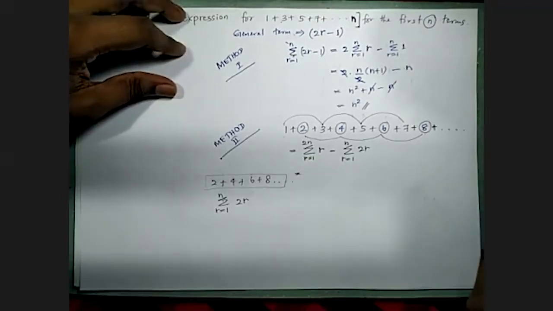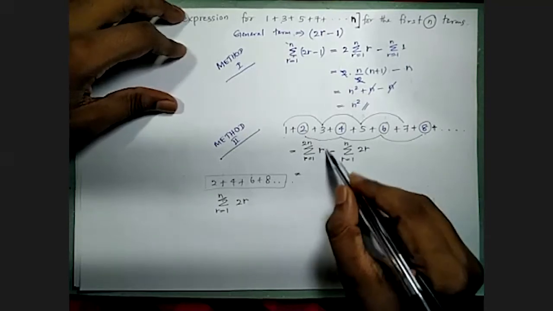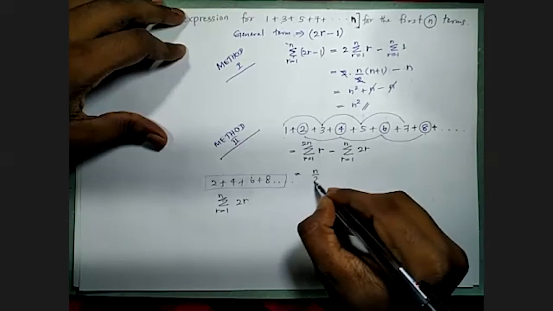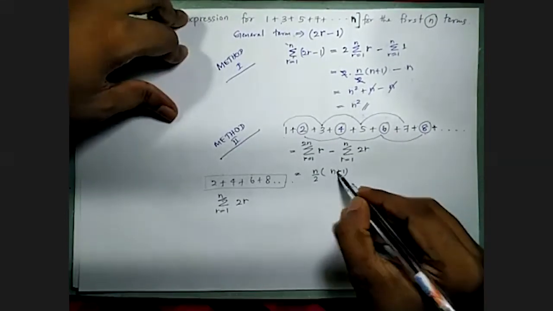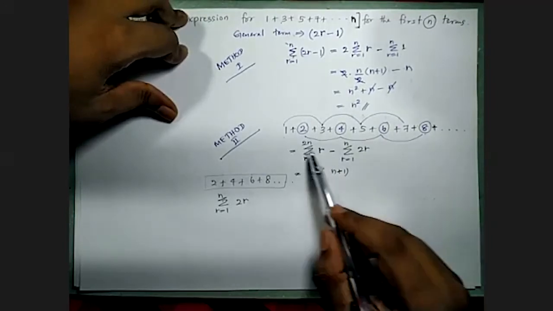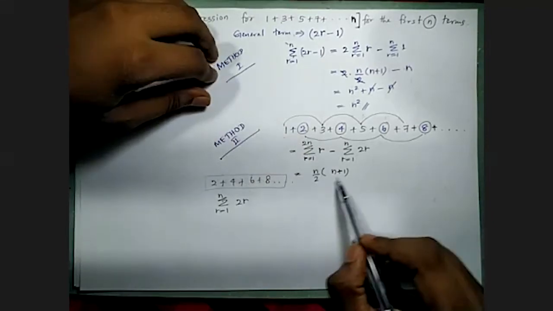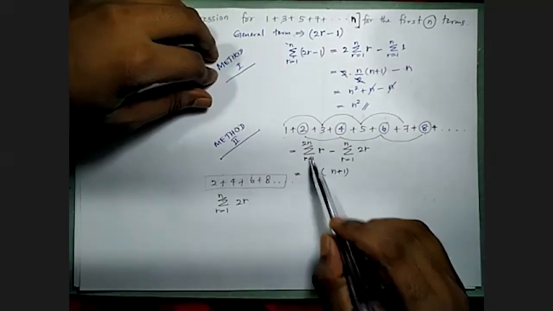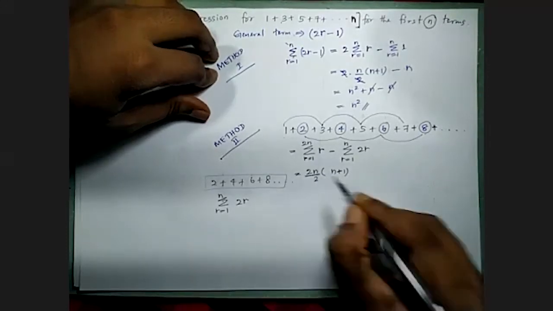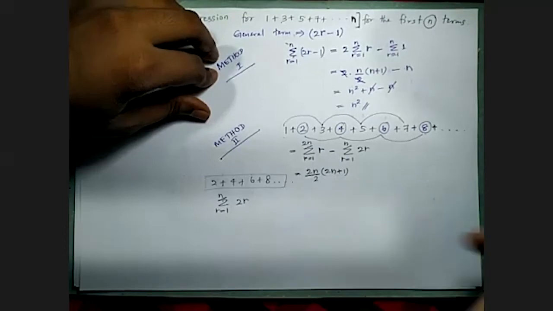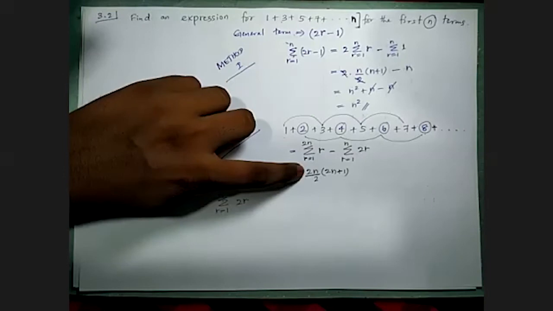Now we can directly substitute. From the theorem, you know the summation for r is n by 2 into n plus 1, isn't it? But this is when r equals 1 to n. This answer we got when r equals 1 to n. Now we have 2n. Therefore, I have to replace n by 2n. That is the only difference.